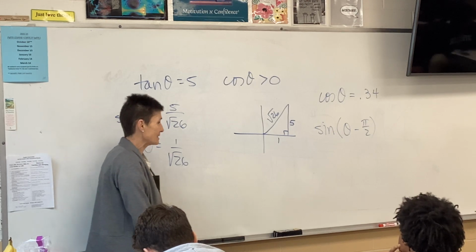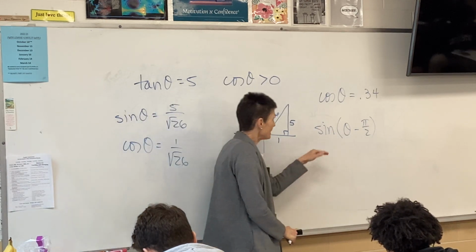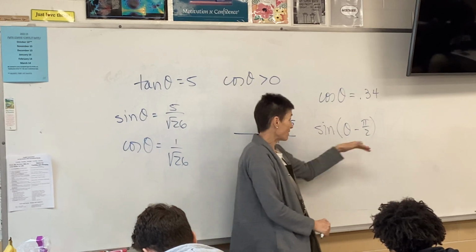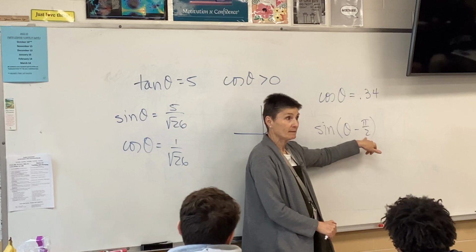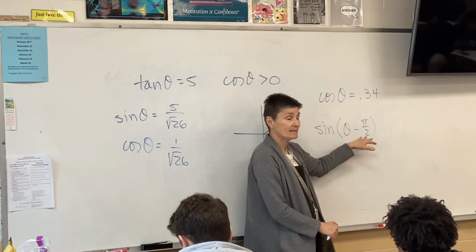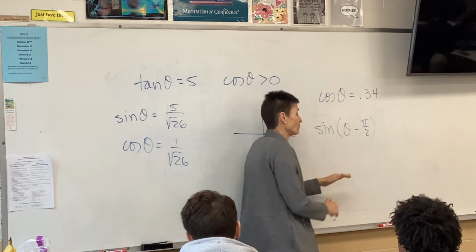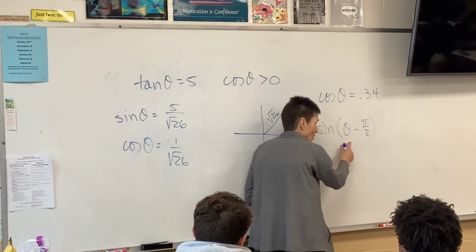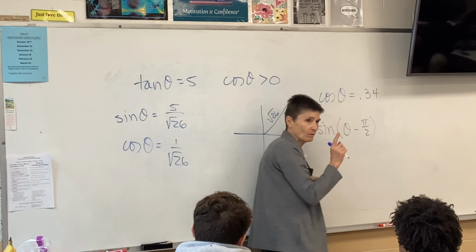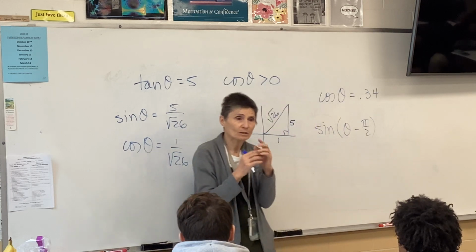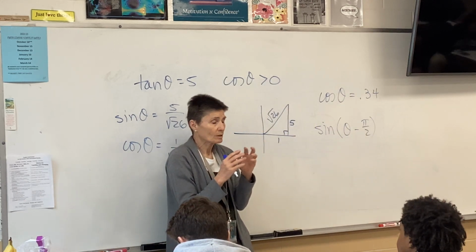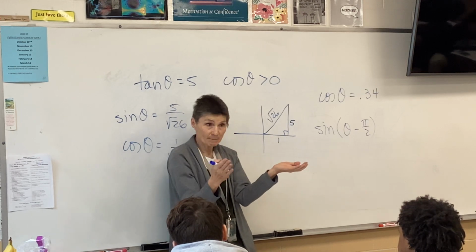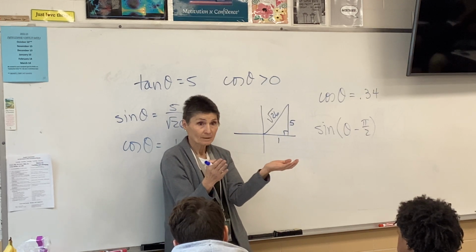Now, the reason I said this one's a little bit tricky is this is the first time you've thought about co-function identities. Did that pop into your head when you saw this 90 minus theta, theta minus 90 thing? Okay. However, what's wrong with this? This is a little bit off. What's wrong with it? It's in reverse. Because when we talk about co-functions, complementary angles, it's theta and 90 minus, right?